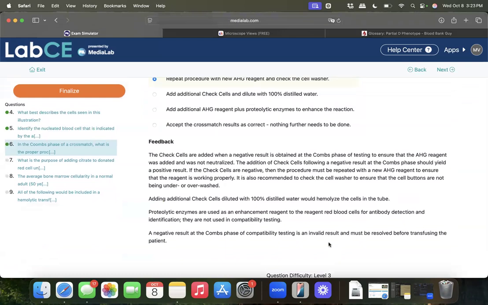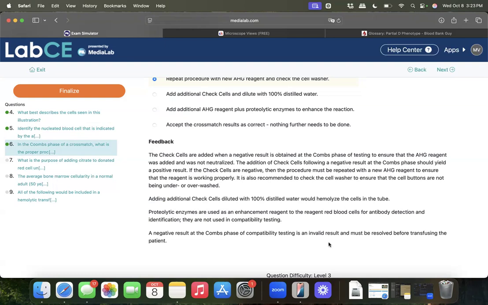So what Lab CE says is the check cells are added when a negative result is obtained at the Coombs phase of testing to ensure that the AHG reagent was added and not neutralized. The addition of check cells following a negative result at the Coombs phase should yield a positive result. If the check cells are negative, then the procedure must be repeated with the new AHG reagent to ensure that the reagent is working properly. It is also recommended to check the cell washer to ensure that the cell buttons are not being under or overwashed. Adding additional check cells with 100% distilled water would hemolyze the cells in the tube.